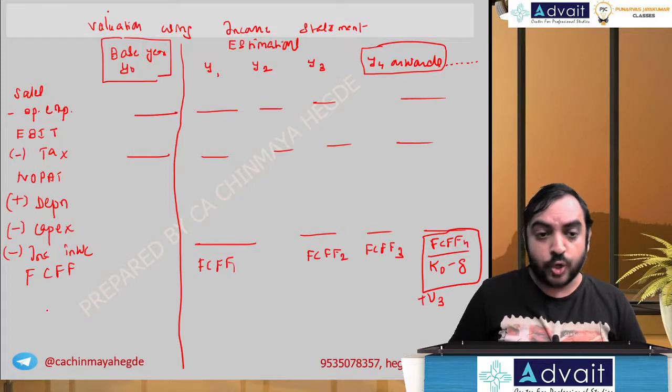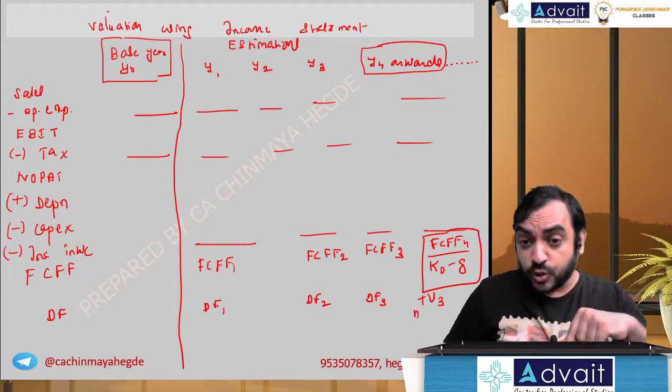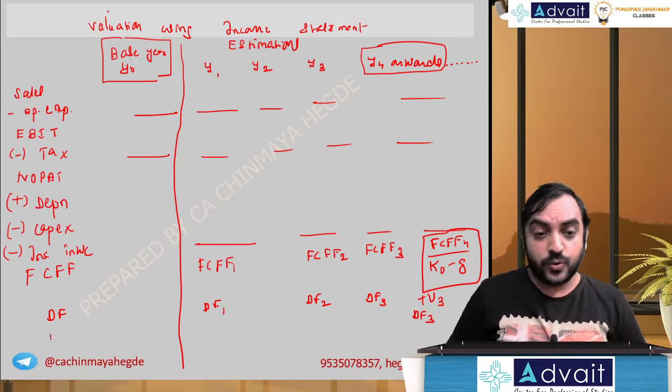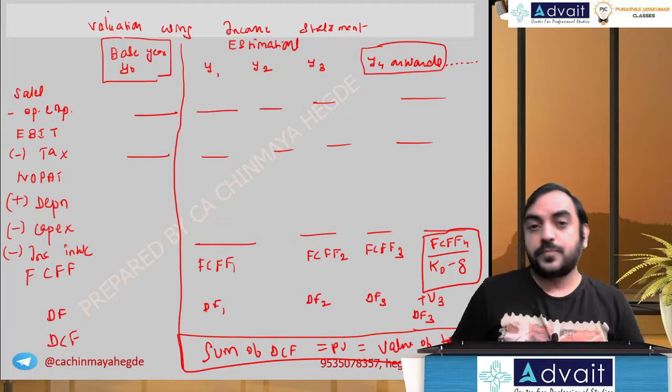So this is a cash flow column. You will have a discounting factor column, like discounting factor of year 1, year 2, year 3, and the terminal value will also take the discounting factor of year 3. The last two will have the same discounting factor. Then you get discounted cash flow, that is cash flow into discounting factor. The sum of discounted cash flow, the present value, is the value of the firm.